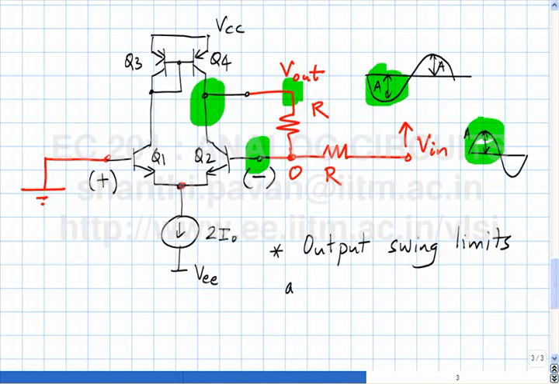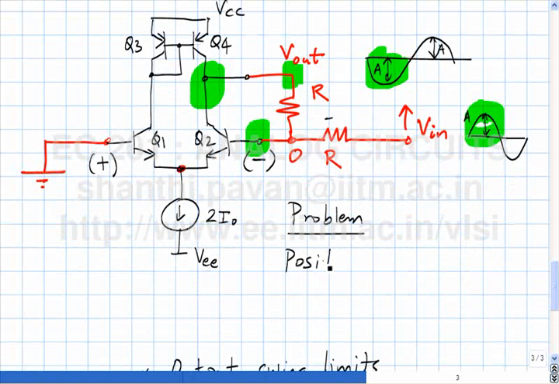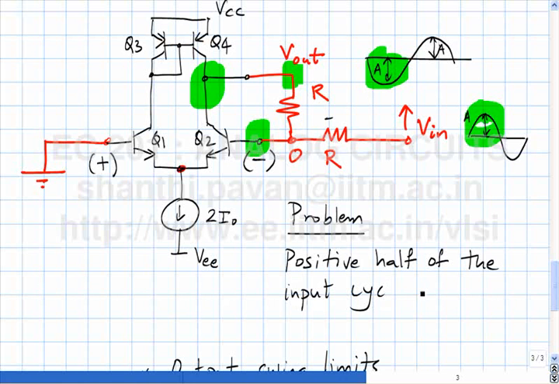In other words, the output swing limit are dictated by the input component. And why does this make sense? The positive half of the input cycle is clipped and the negative half of the cycle is alright.